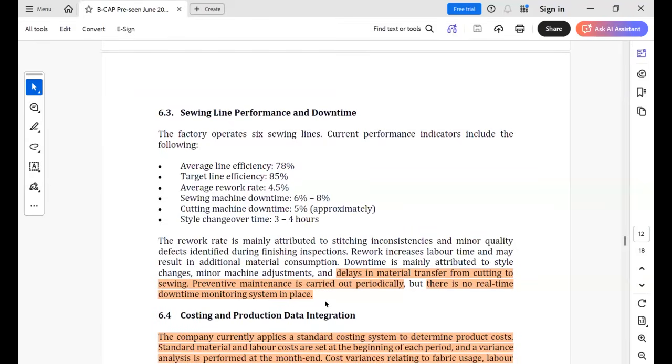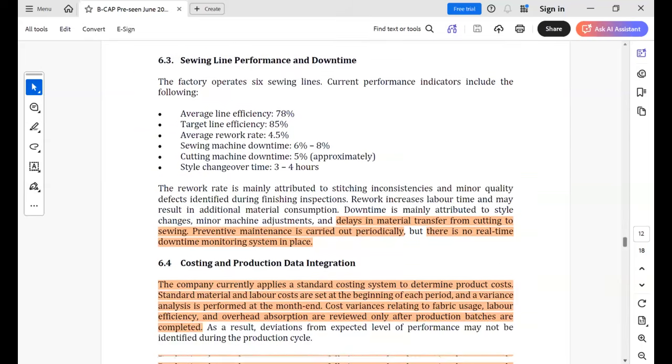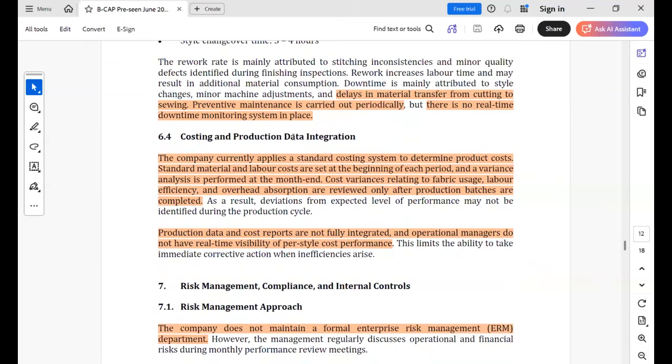If you fix that equipment, or if you digitalize your machines in the production flow, on a daily basis you should be able to know what the downtime is, whether it is a real, genuine downtime, or whether it is due to inefficiencies. Then you can see how to minimize that downtime. Likewise, you can take many effective decisions. But here there is no online downtime monitoring system in place, right? This is another weakness.